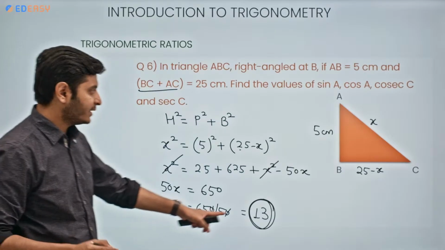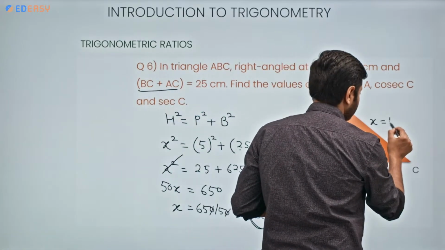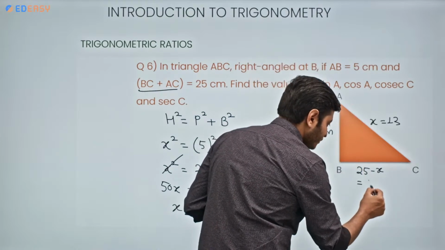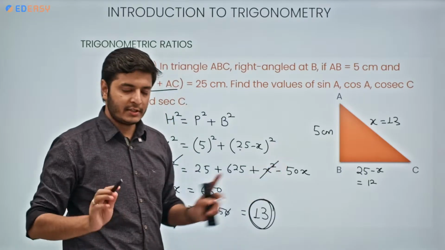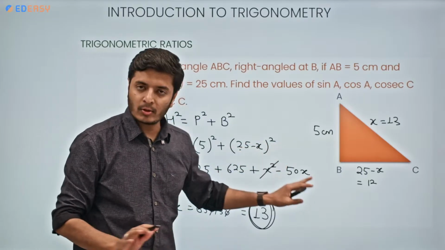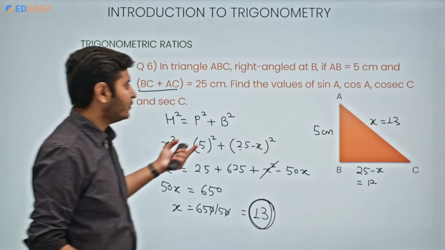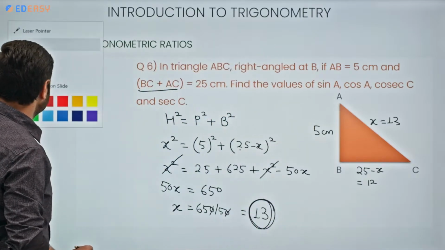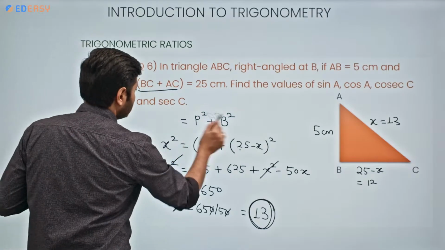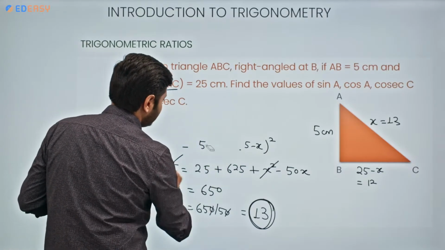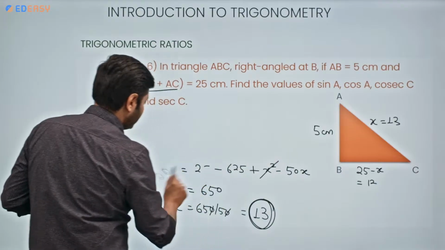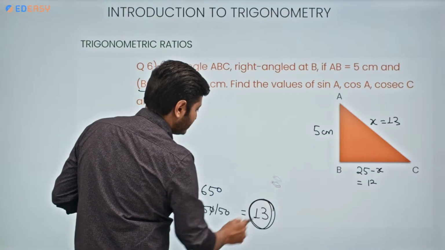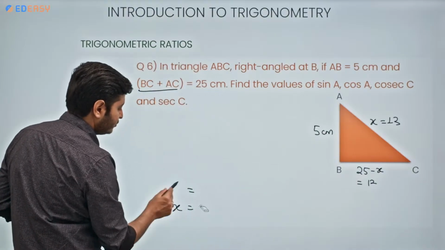Now I know the value of x, 13. Then what is the value of 25 minus x? 25 minus 13, 12. Now we know all the side lengths, correct? Not a problem anymore. We need to find what? Values of sine A. So let me erase this. So now the problem is very easy. The only difficulty here is that the actual values are not given, but instead we need to apply the concept of algebraic expressions here to find the values of each side.